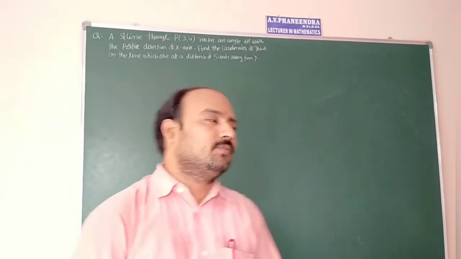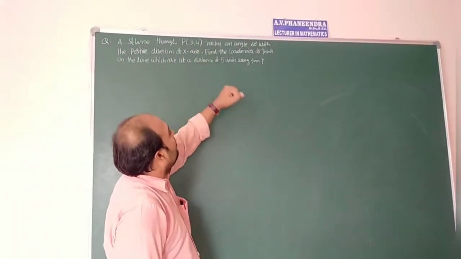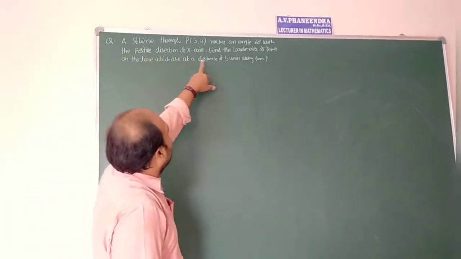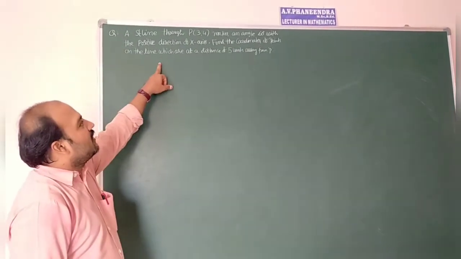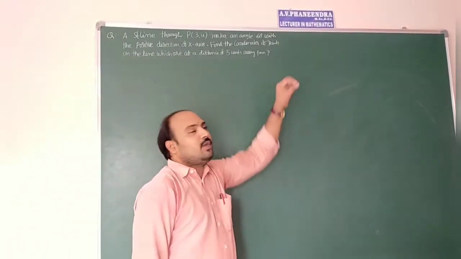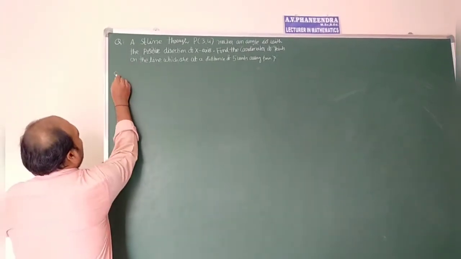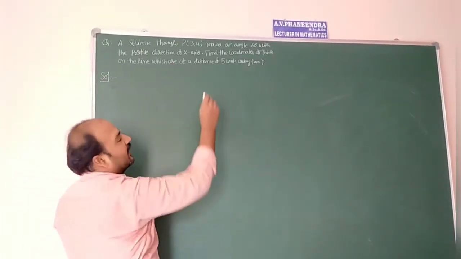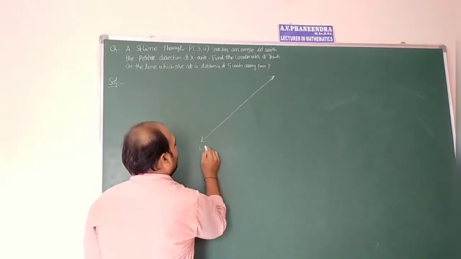Next question. A straight line through the point P of 3 comma 4 makes an angle 60 degrees with the positive direction of x-axis. Find the coordinates of the points on the line which are at a distance of 5 units from P. First, according to the problem, draw the rough diagram. Then we have to write the steps. A straight line through P of 3 comma 4. This is the straight line, L is equal to 0.